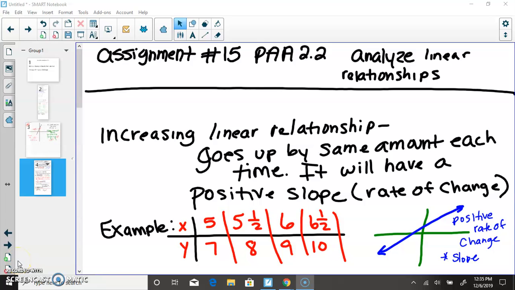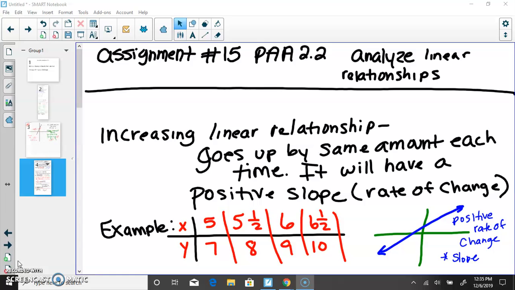So assignment 15, PAA 2.2, you're going to analyze linear relationships. So an increasing linear relationship, it goes up by the same amount each time, so we'll have a positive slope. So as x goes up, y goes up. They call the slope in this lesson a rate of change.